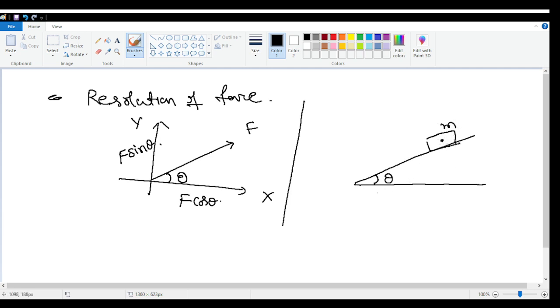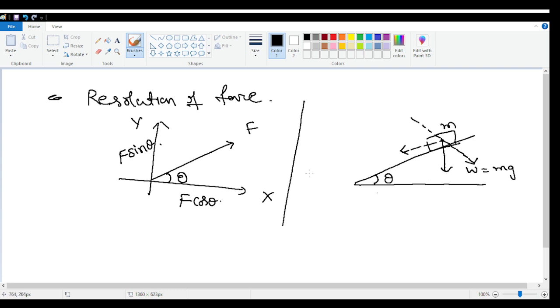You are already familiar that the weight of the object will act in the downward direction. The weight of the body acts vertically downward due to acceleration due to gravity, so W is equal to mg. Now our goal is to resolve this weight into two components, one in the vertical direction and another in the horizontal direction. I need to find this direction value and this direction value.